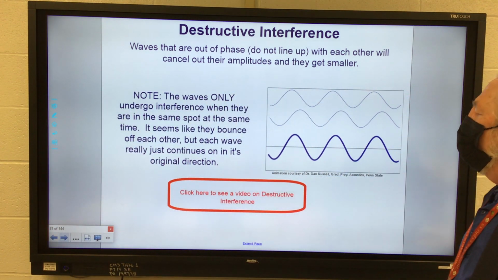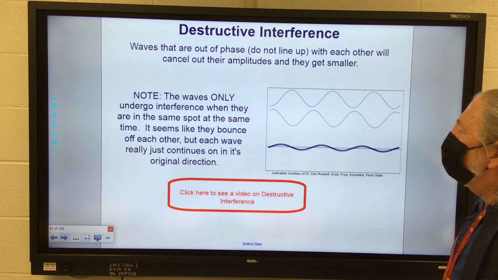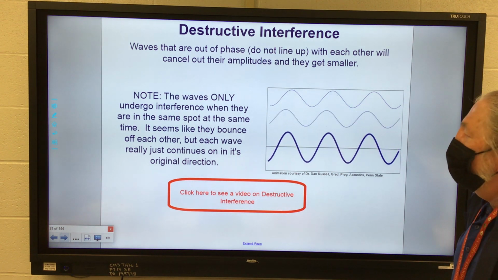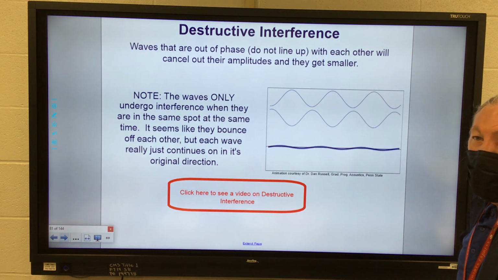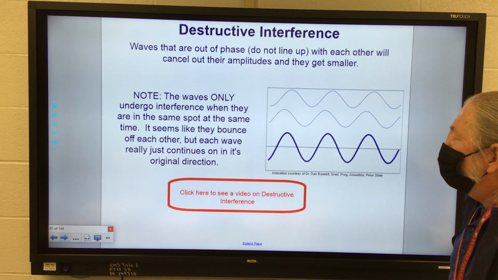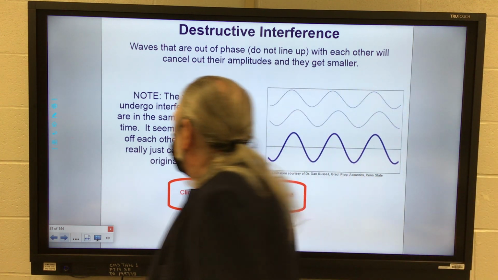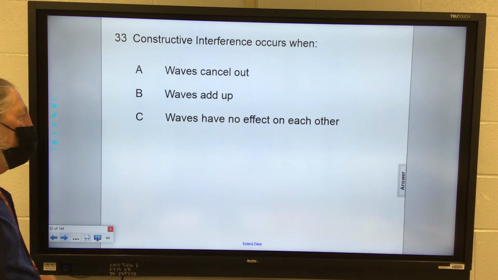So let's look at the note here. The waves only undergo interference when they are in the same spot at the same time. Okay, it seems like they bounce off each other, but each wave really just continues on its original direction.